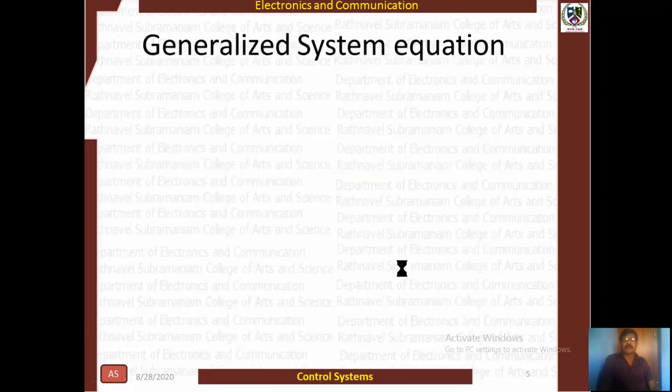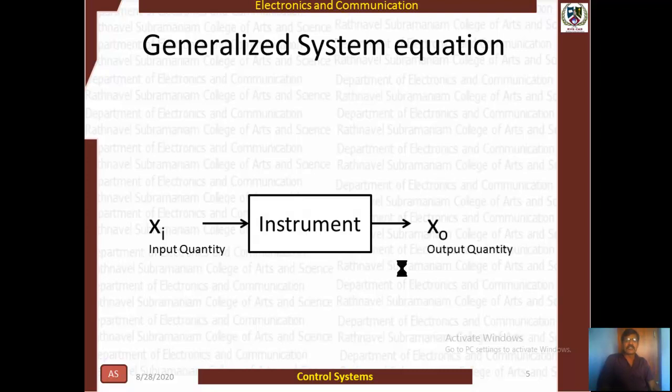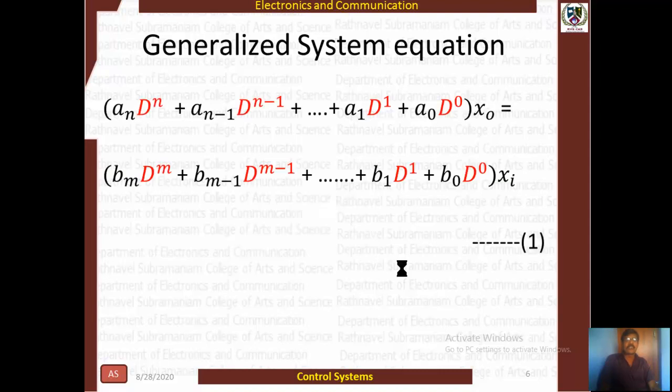Generalized system equation. It's an nth order equation. Xi is an input quantity fed to an instrument and X0 is an output quantity. It's a generalized block diagram of an instrument. The generalized system equation related to this instrument is an nth order equation.